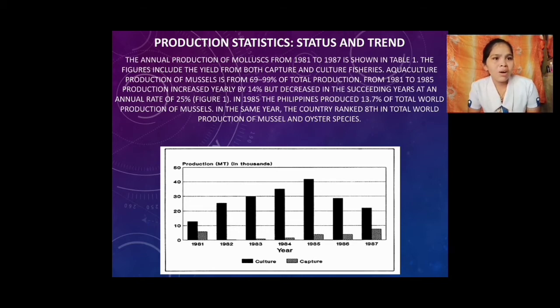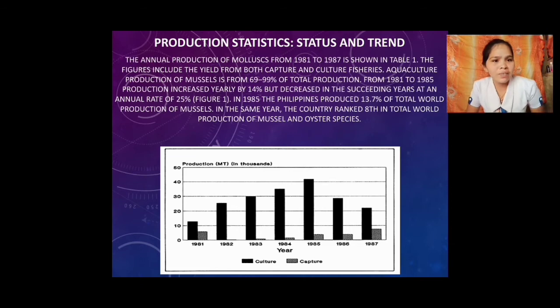So, aquaculture production of mussels is from 69 to 99% of total production. Dana na magkitaan sa kining ahong picture nga gihatag. From 1981 to 1985, production increased yearly by 14% but decreased in the succeeding years at an annual rate of 25%. Nga na niya magkitaan ni sa figure 1.